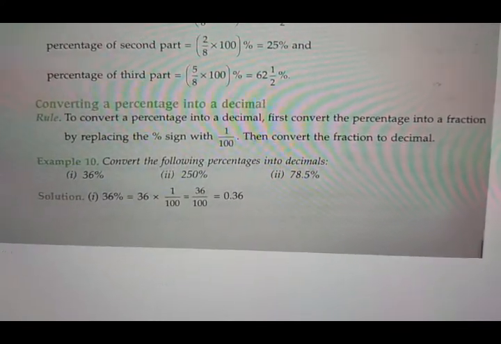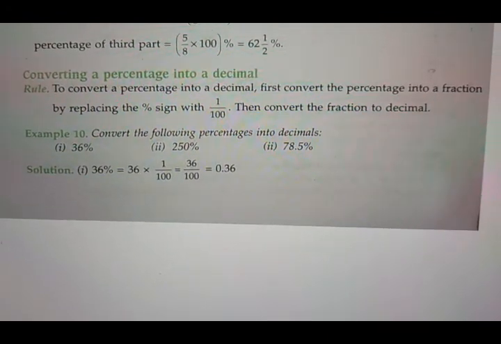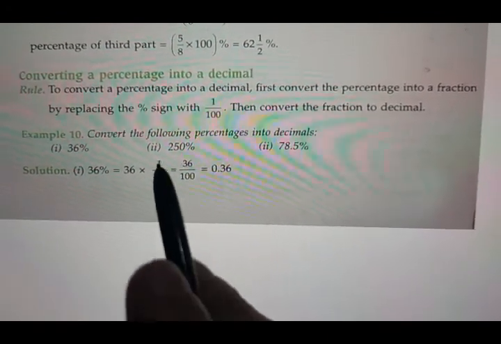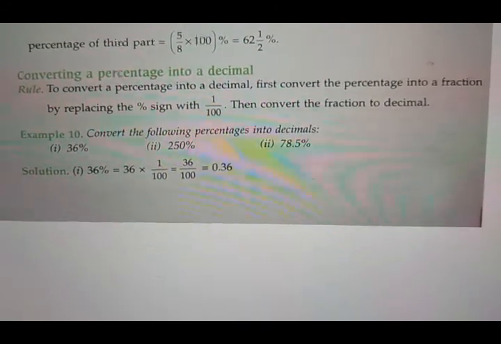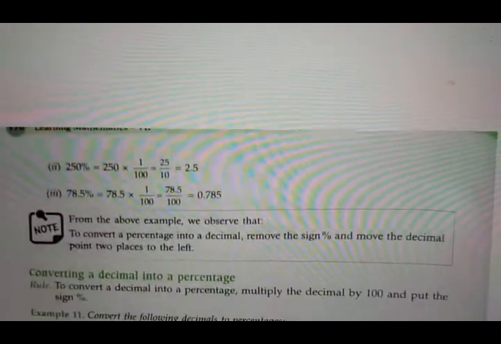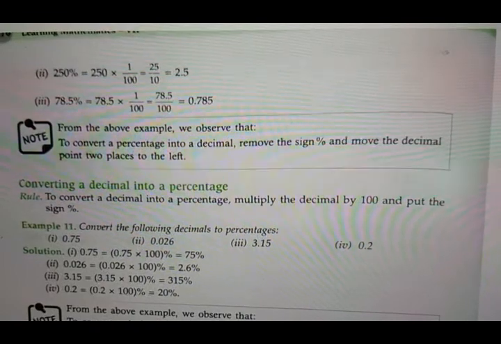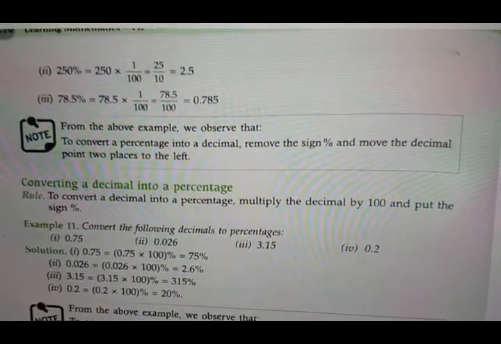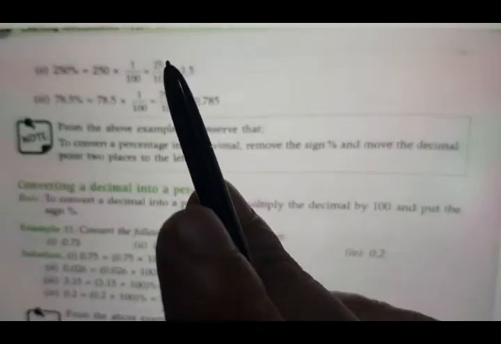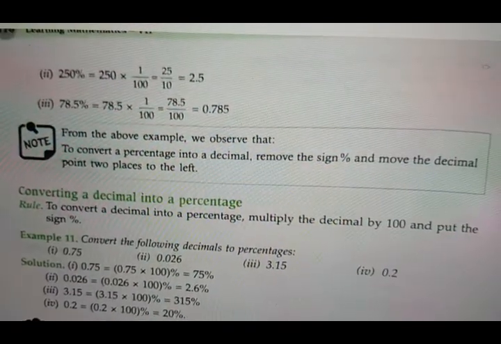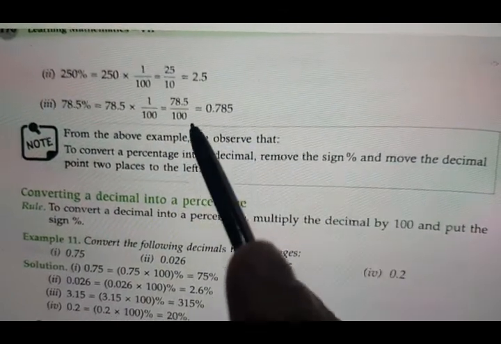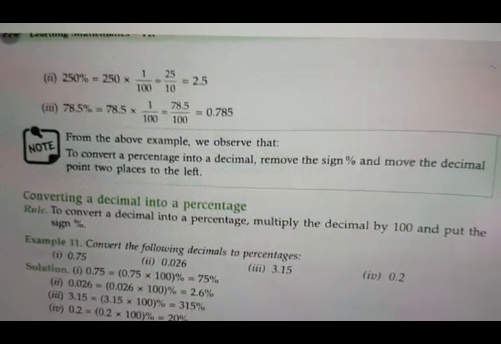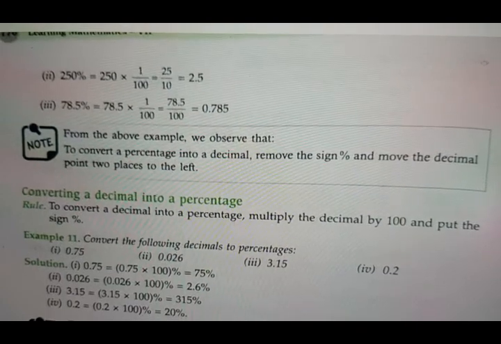Converting a percent into decimal. Very easy. 36% means 36 out of 100. So 36 upon 100, and it will give you 0.36. This is how you convert. Again 250% means 250 upon 100, the zero cancels out, so 2.5. 78.5 upon 100: move the decimal 2 places toward the left. 0.785 will be your answer.